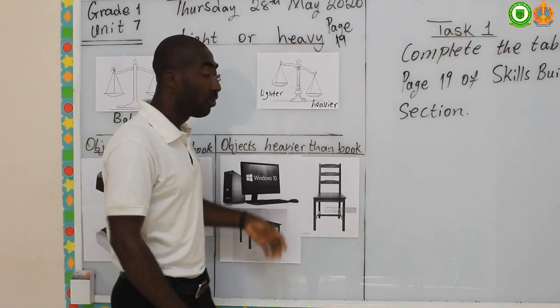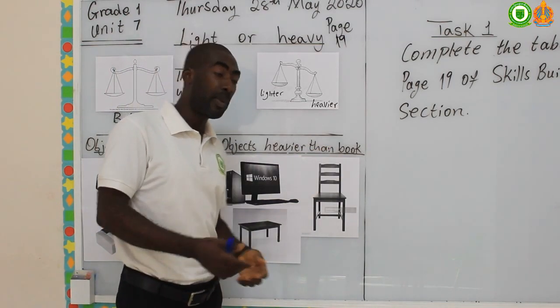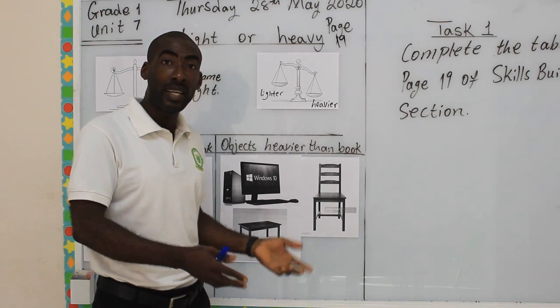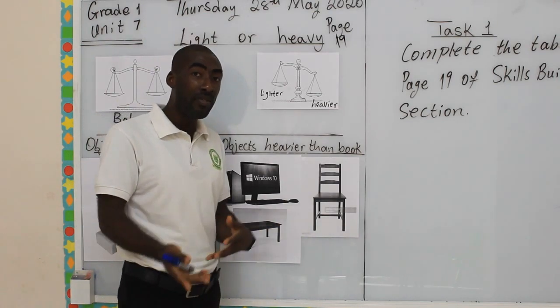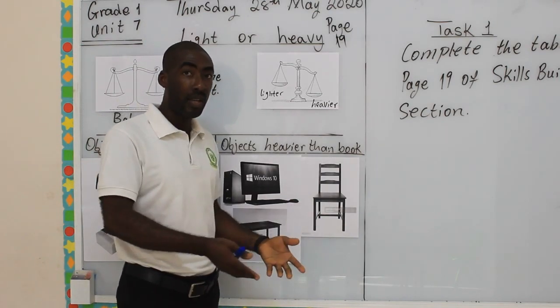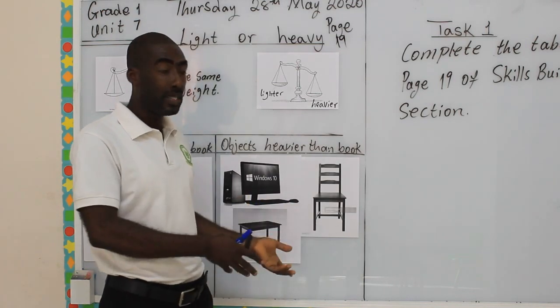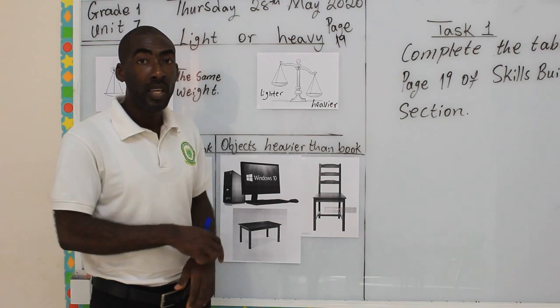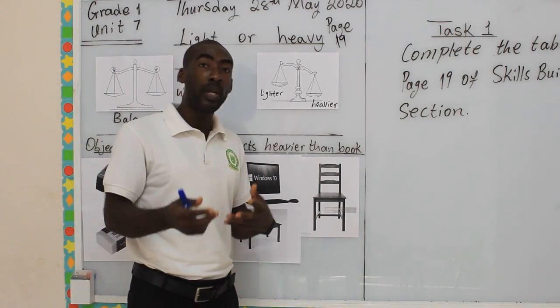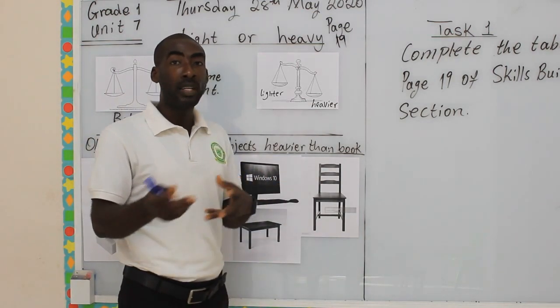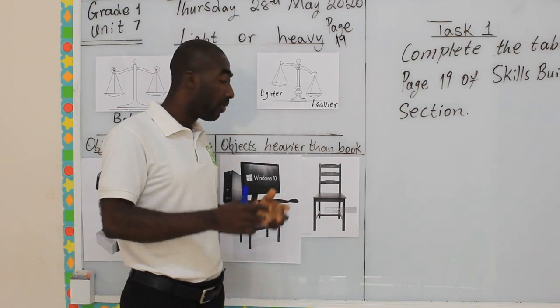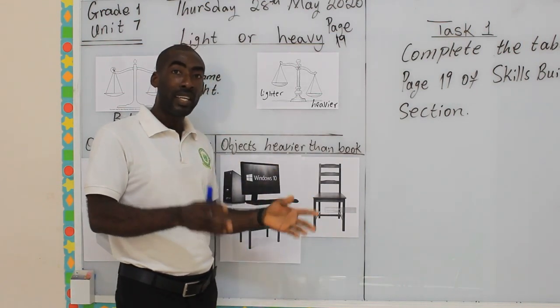Okay? So you can do this comparison around your environment. Comparing, let's say, a bicycle and a car. A car becomes heavier than a bicycle. The same way, a motor becomes heavier than a bicycle. So you can do this comparison in your house. Let's say you compare a television to that of a refrigerator. A refrigerator is heavier than a television.